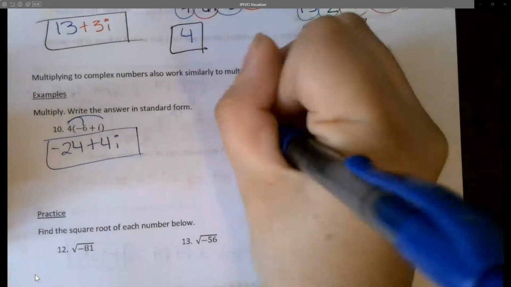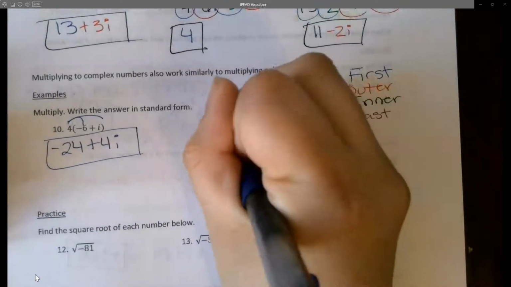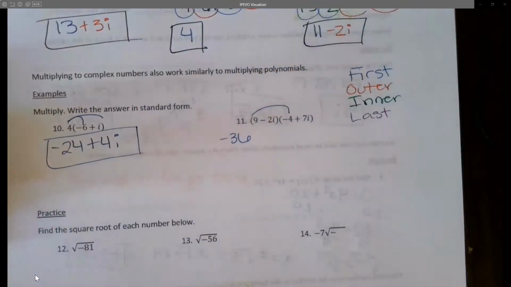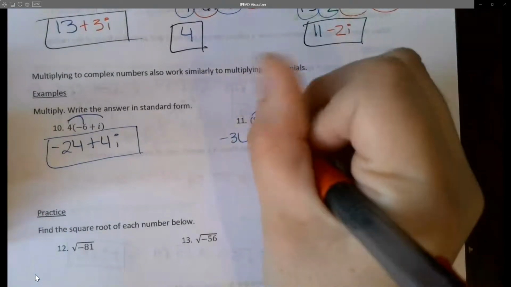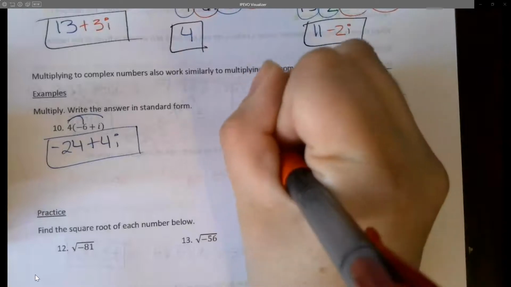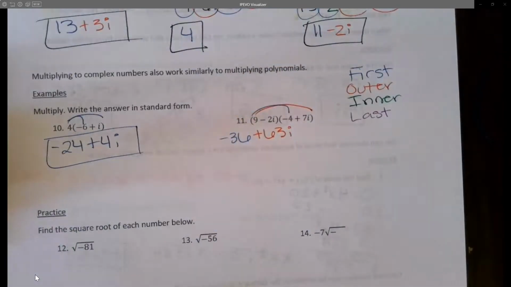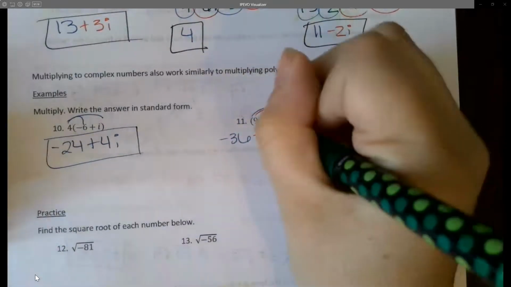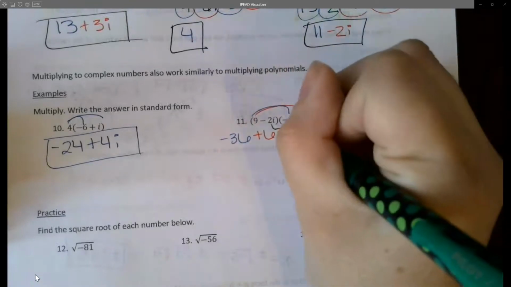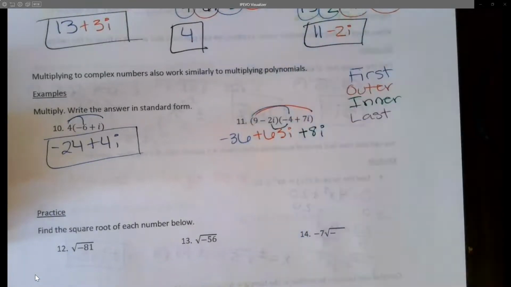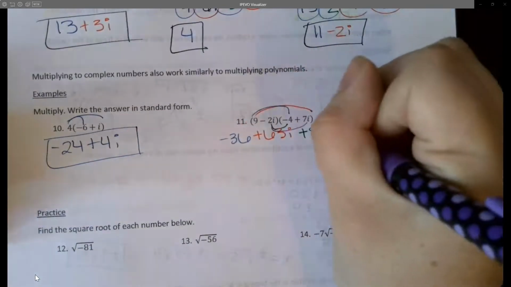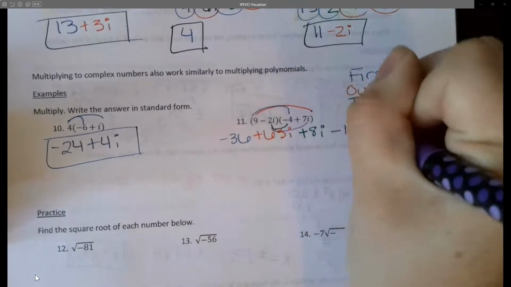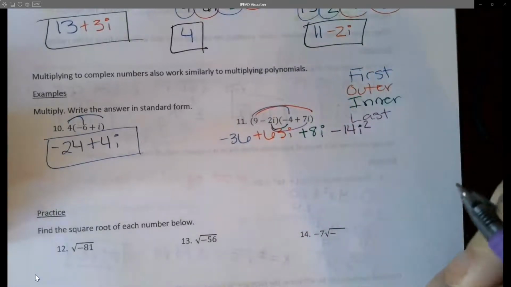So my first terms are 9 and negative 4. Gets me negative 36. My outer terms are 9 and 7i, which gets me 63i. Then I have negative 2i times negative 4, which gets me positive 8i. And I have negative 2i times positive 7i, which gives me negative 14i squared.